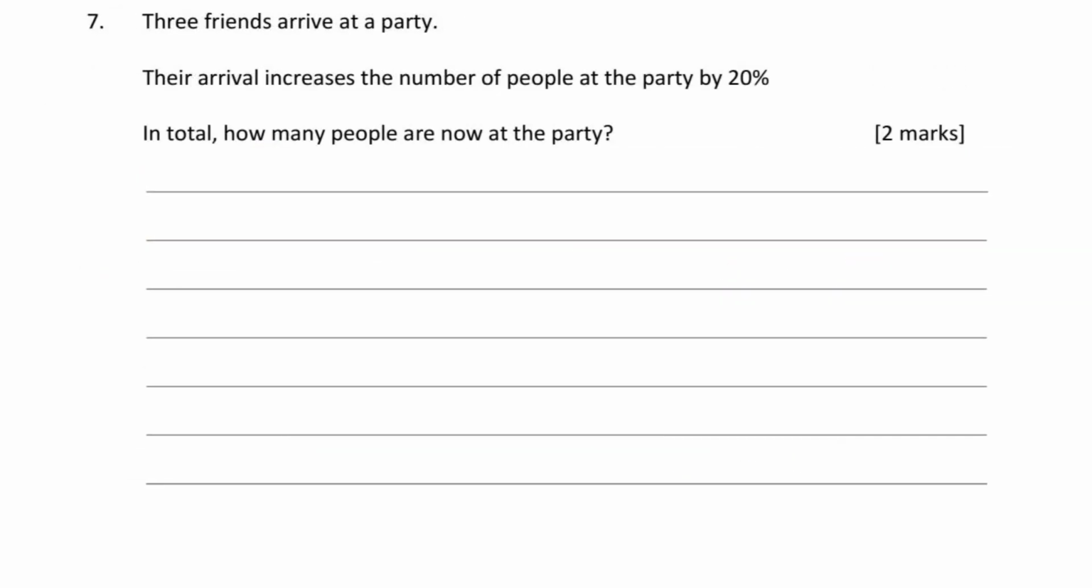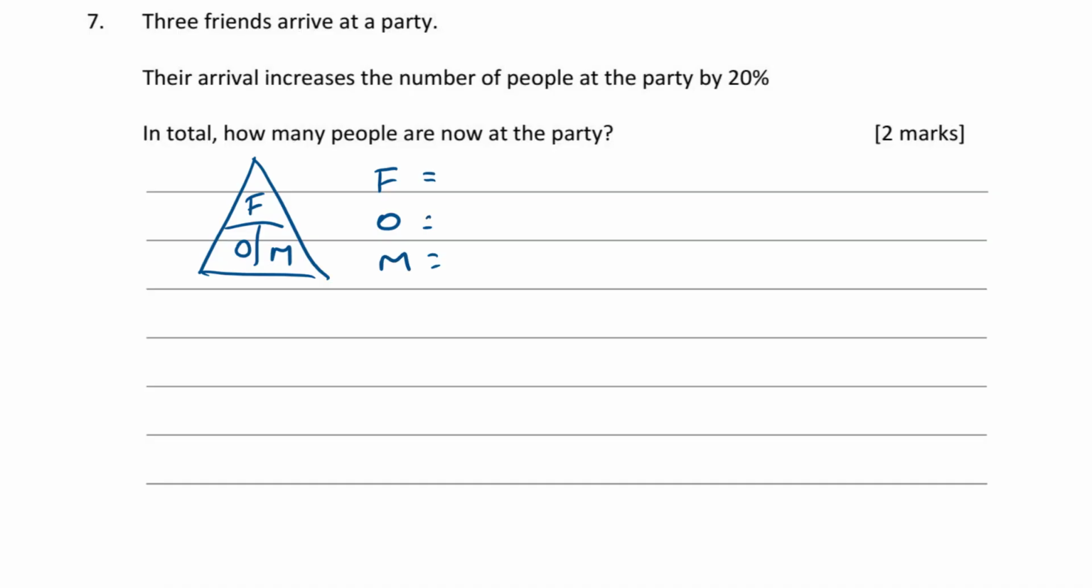Question 7. 3 friends arrive at a party. Their arrival increases the number of people at the party by 20%. In total, how many people are now at the party? Okay. Now, percentage questions like this I normally do with a triangle, final, original, multiplier, and then I work out what I've got. Have I got the final? Have I got the original? Have I got the multiplier?